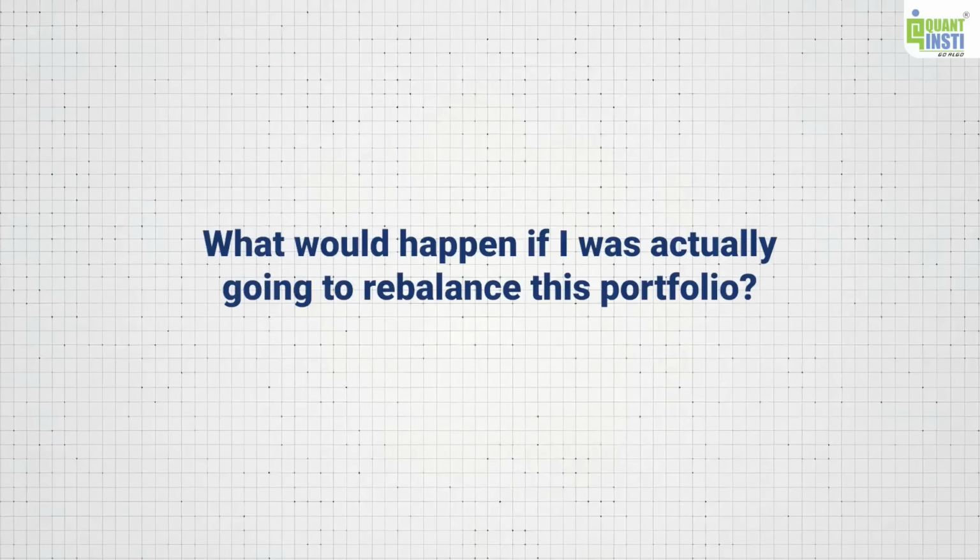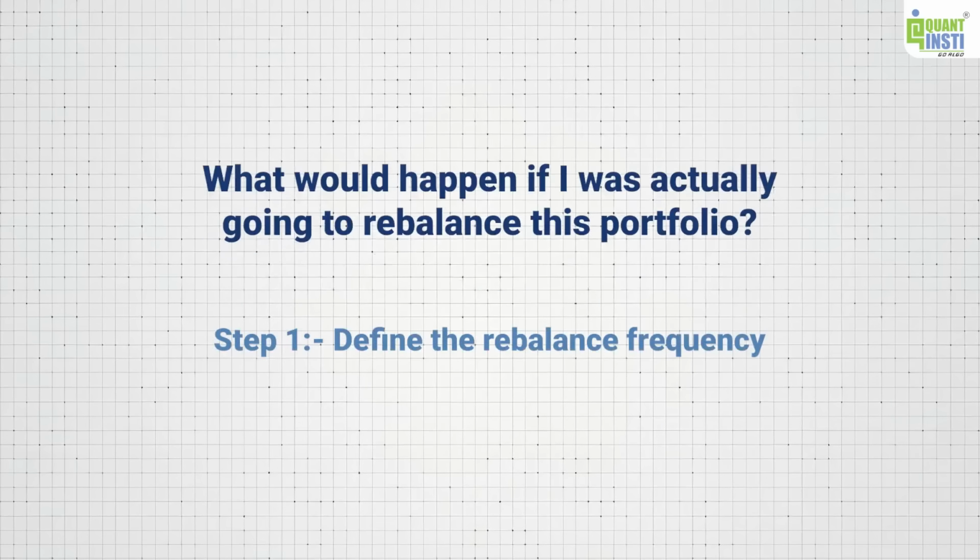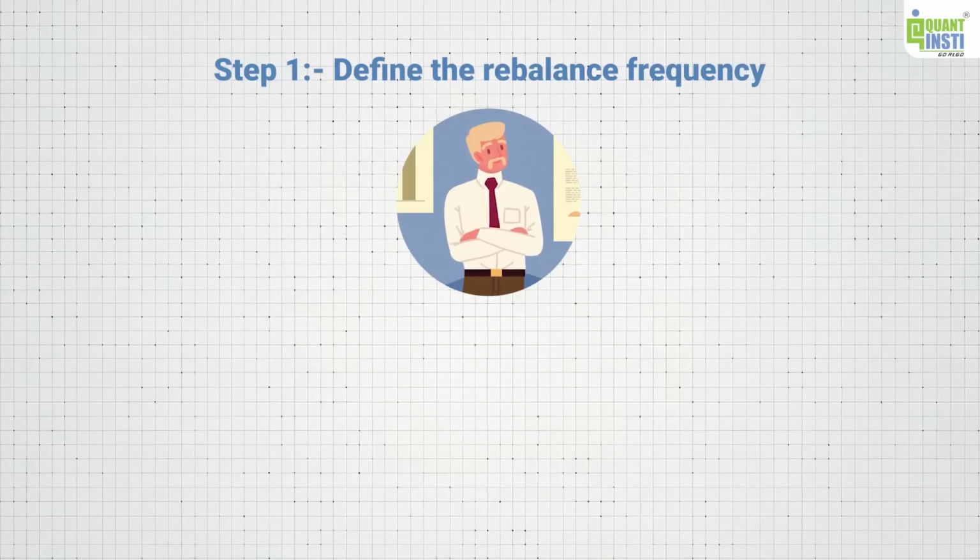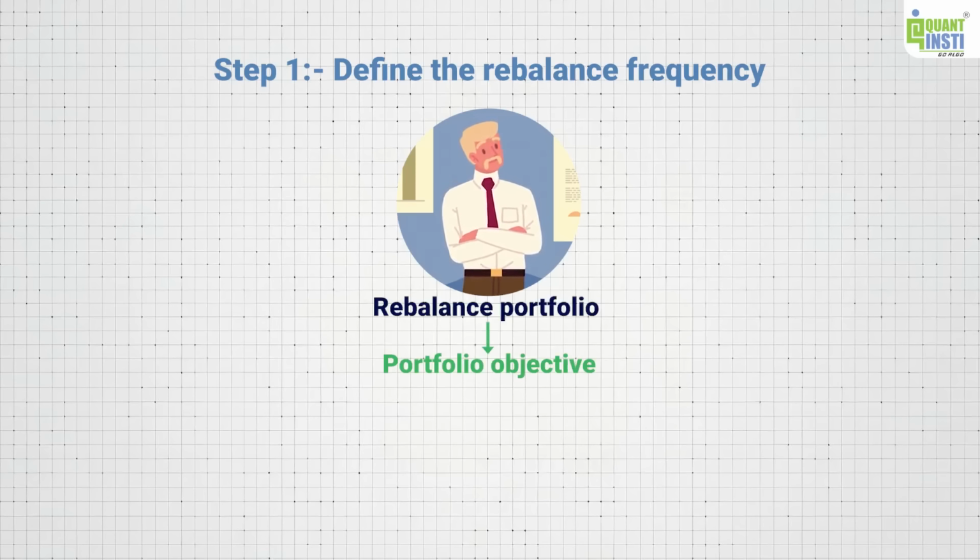And in order to rebalance the portfolio, Pythonically speaking, I need to take some very important steps. The first one being to define the rebalance frequency. Portfolio managers want to rebalance the portfolio so that they can reallocate the portfolio exposure, which represents the portfolio objective. By that I mean reallocate the exposure using our initial weights. But how frequently am I going to do that?